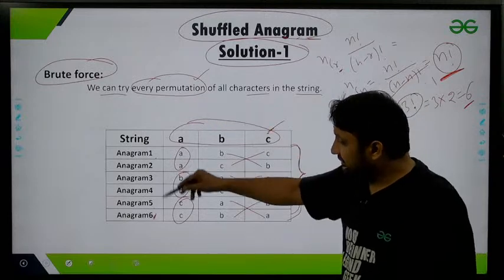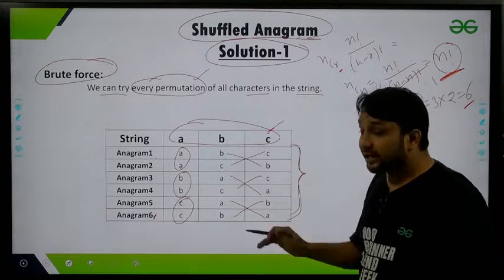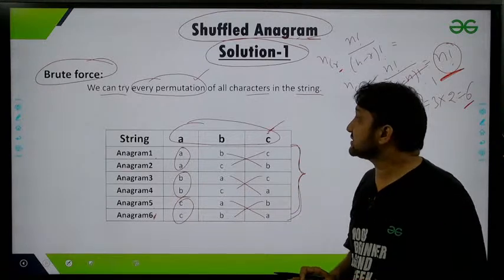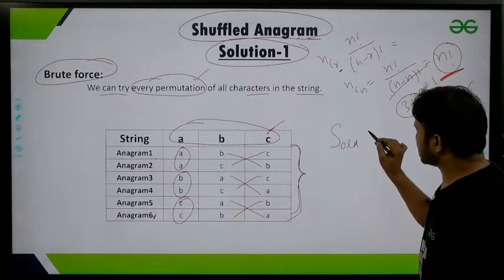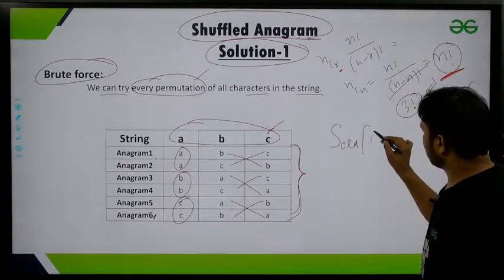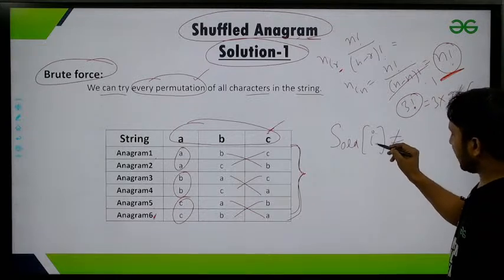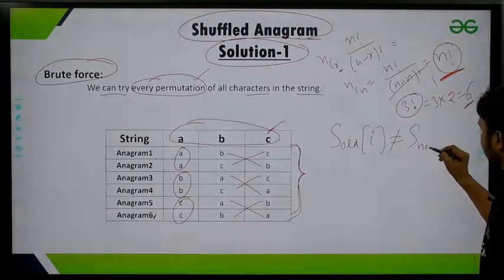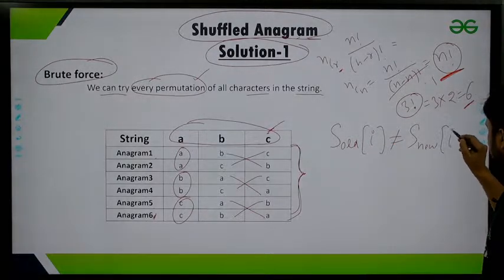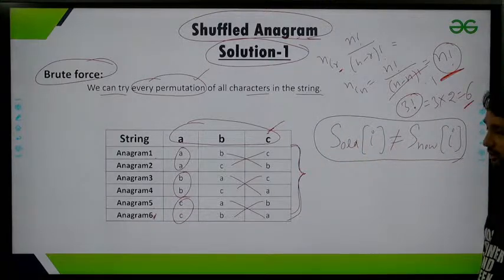After generating these anagrams, now I can check which one is satisfying this condition. What condition? This one. The value at any index in the old string should not match with the new string. This is our condition. This was the condition given in the question.